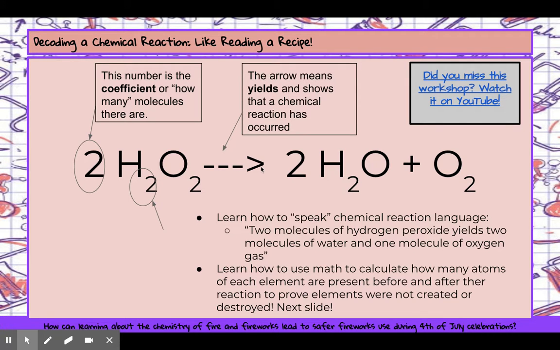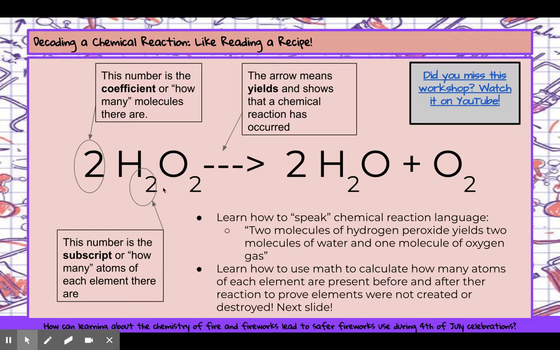The arrow is the symbol we use for yields or shows that a chemical reaction has occurred. The little numbers are called subscripts, and that tells us how many atoms of each element there are. Okay? And these are like no numbers. You don't ever get to change these numbers, because if you took away the 2 here, you'd have H2O, which is water. Isn't that crazy how just adding 1 oxygen atom makes a completely new substance? I mean, that's just the way chemistry works. H2O2 is peroxide.